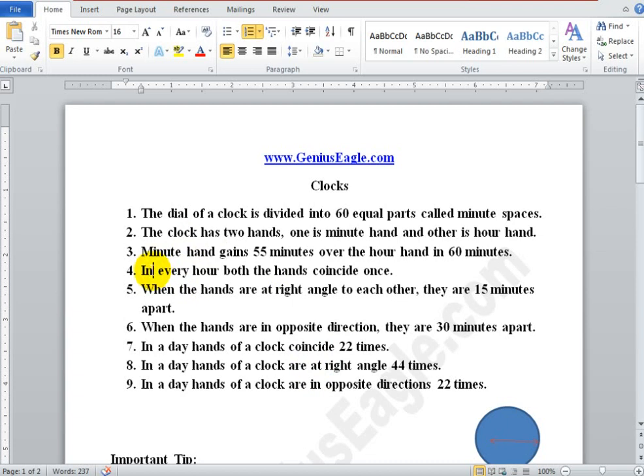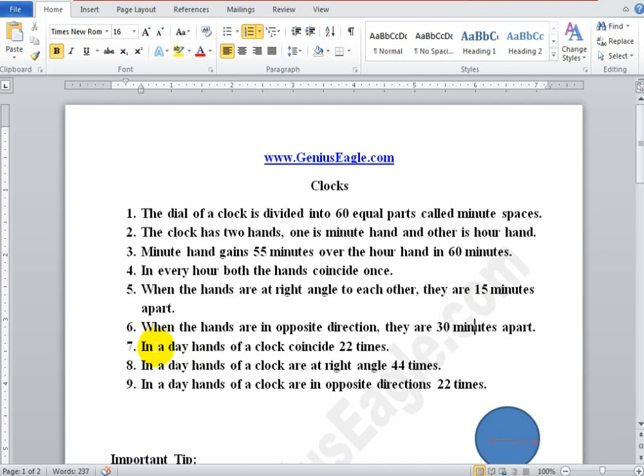Fourth point, in every hour, both the hands coincide once. Fifth point, when the hands are at right angle to each other, they are 15 minutes apart. Sixth one, when the hands are in opposite direction, they are 30 minutes apart.